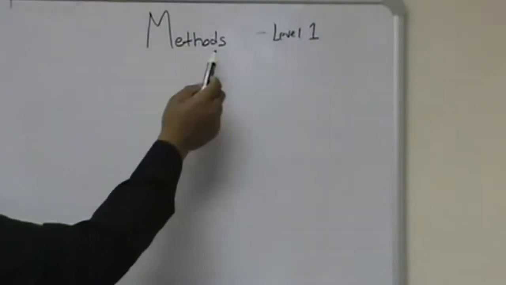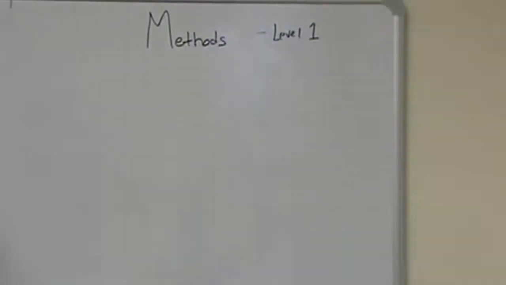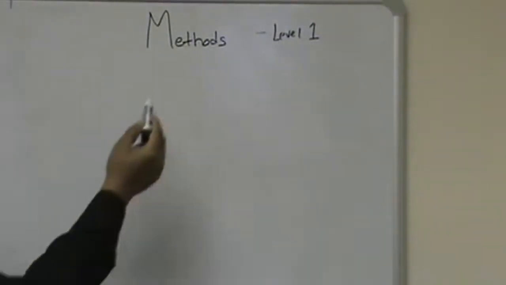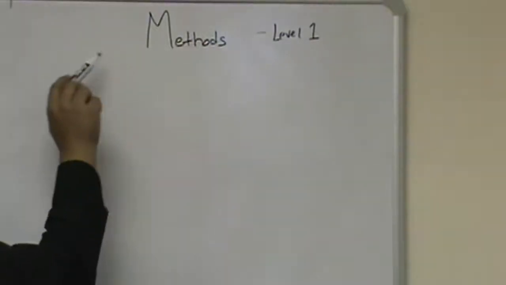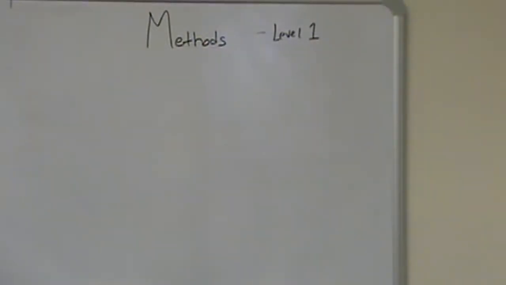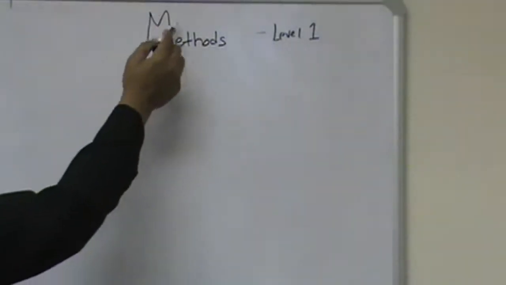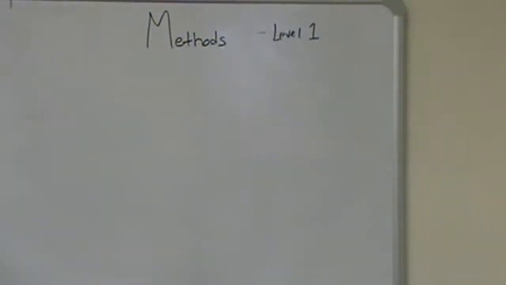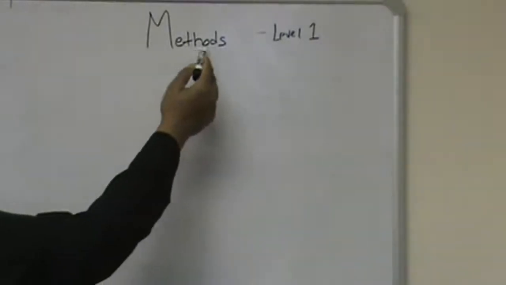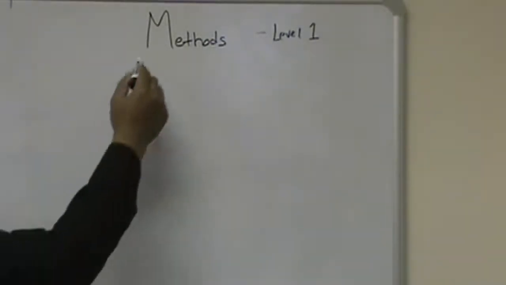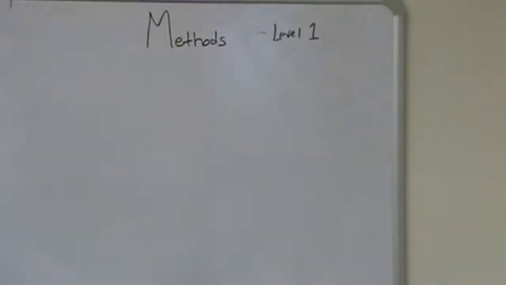So methods, the word methods is a level 1 heading, and what this means is that this word methods is centered on the page. It's also in bold font, capital letter for the first letter of the word methods, so there's capital M followed by lowercase letters. So that's a level 1. So that's the first thing you want to see in the methods section.